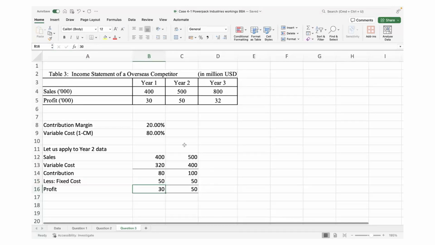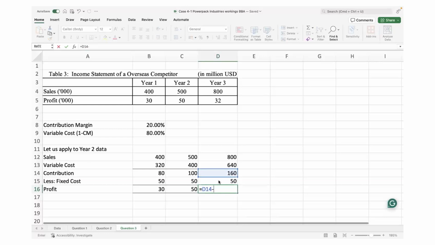Now, coming back to year 3, we have sales of 800, and 80% of that is 640. The contribution is 160, less 50 fixed cost. The company should have reported a profit of 110 in year 3. This should have been the profit for the company.